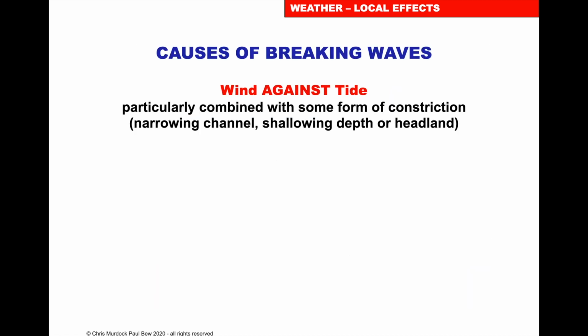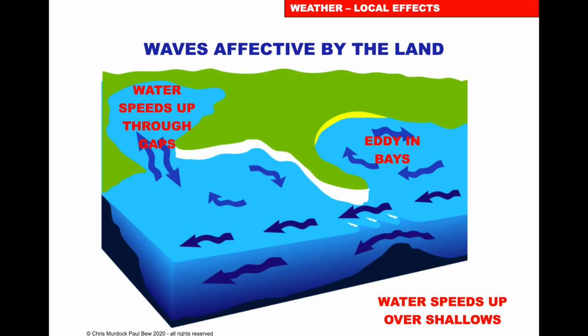So, causes of breaking waves. Well, the first one is wind against tide, particularly combined with some form of constriction, a narrowing channel, shallowing depth, or a headland. The waves are affected by the land, so we've got speeding up through gaps, speeding up over a headland, water speeding up over shallows, so as it goes over the shallows it will accelerate, and eddies going round in a bay. So this is how the waves are affected by the land.